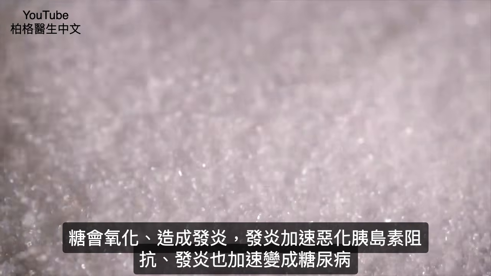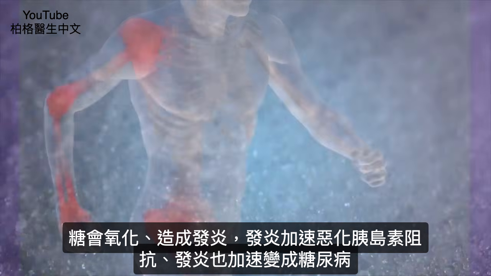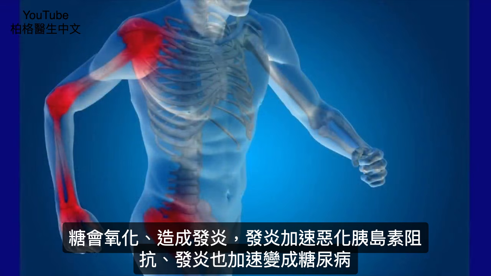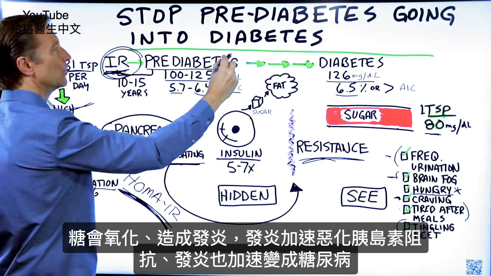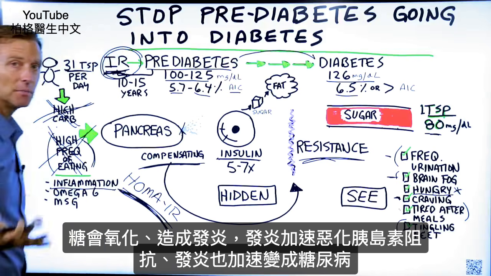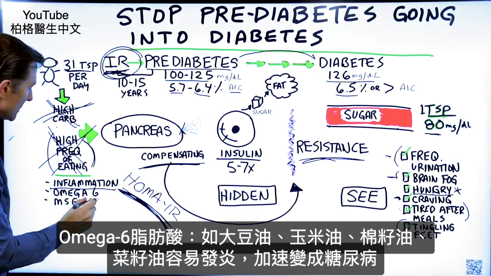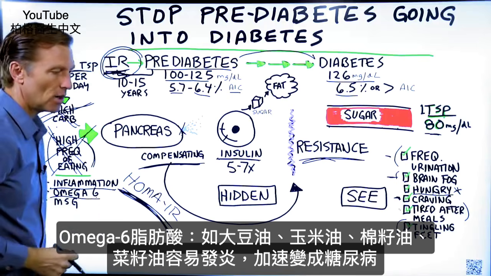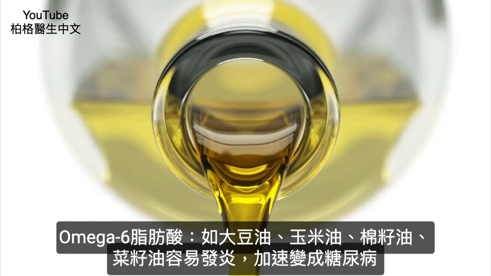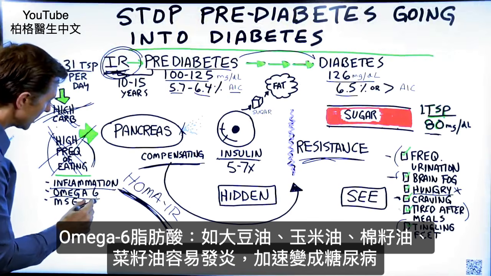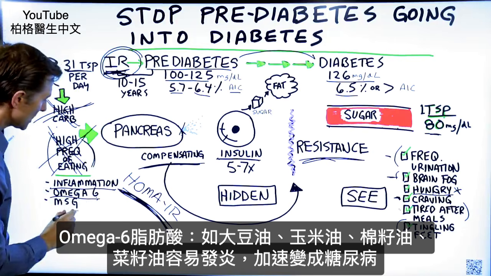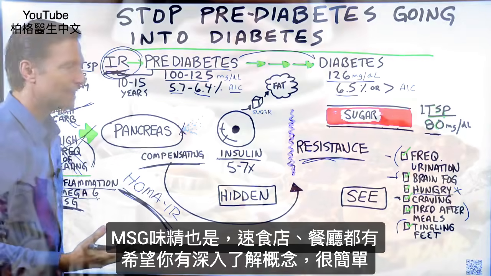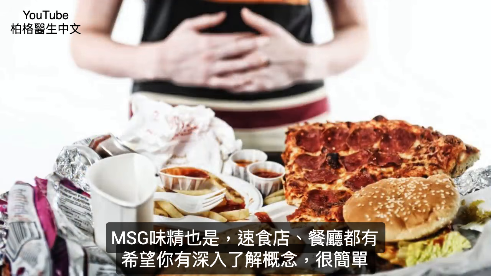And just so you know, sugar is very oxidating and it creates a lot of inflammation. And the inflammation actually even makes this worse. It actually can push you from here to here, just having the inflammation. Also, omega-6 fatty acids, like in all the different oils, soy oil, corn oil, cottonseed, canola oil, those are very highly inflammatory. That can also push you over the edge, as well as MSG, like monosodium glutamate. It's in a lot of fast food restaurants.